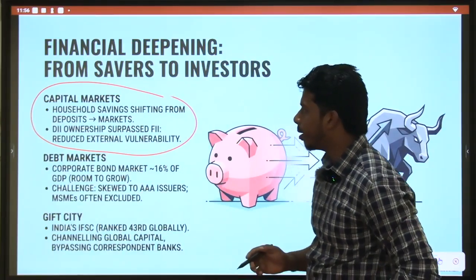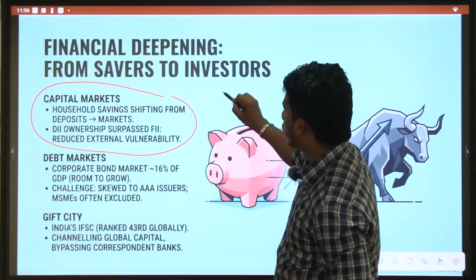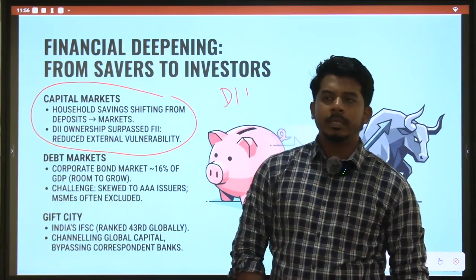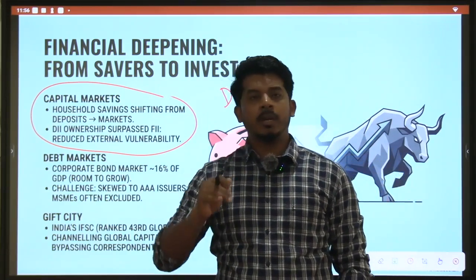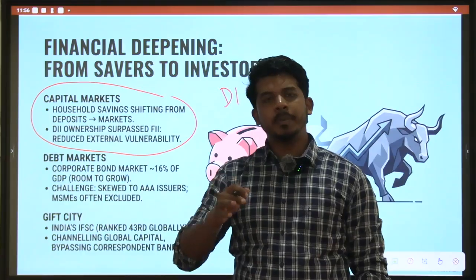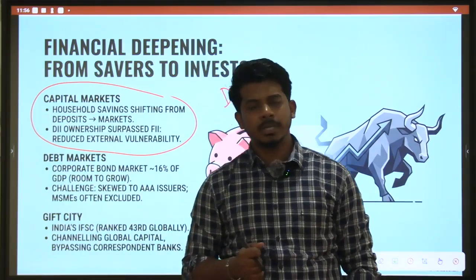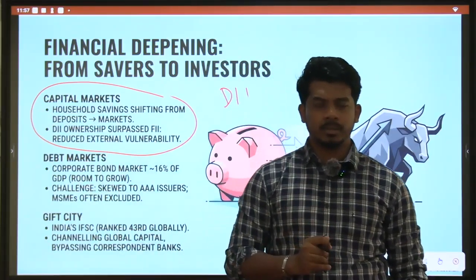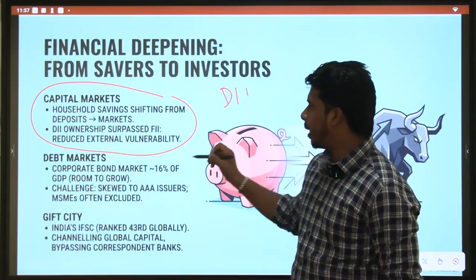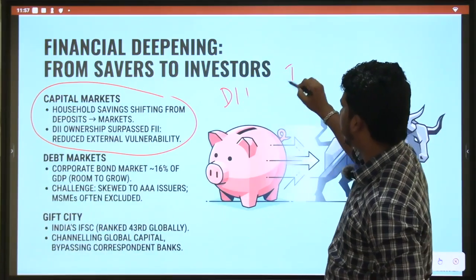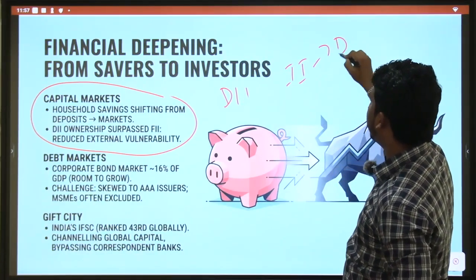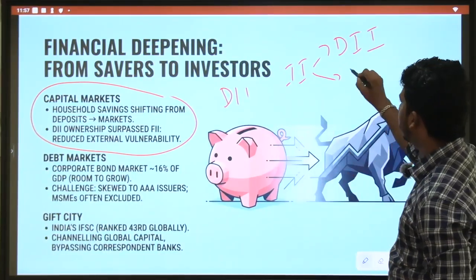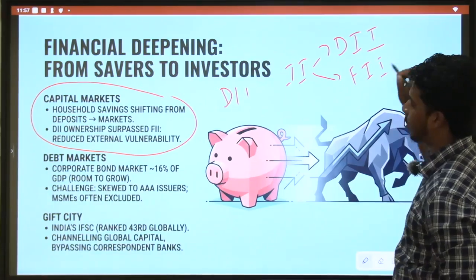Then DII means domestic institutional investor. Institutional investor means companies, not individuals. Large companies or government institutions, etc. Other than individuals are called institutional investors. Institutional investors are of two types. One is domestic institutional investors, or they can be from outside of India, who are foreign institutional investors.